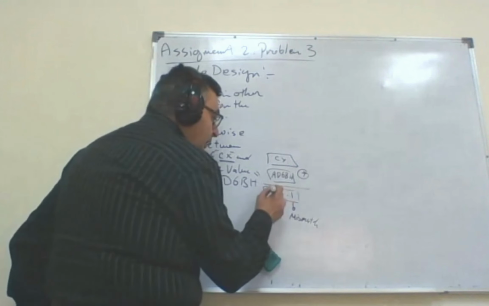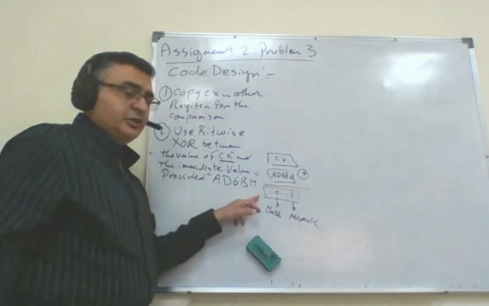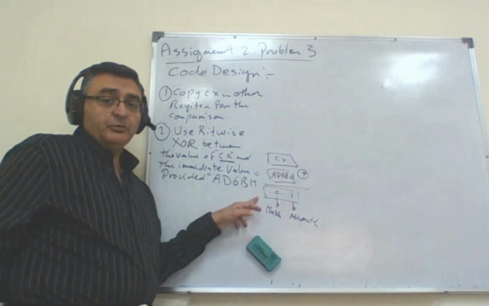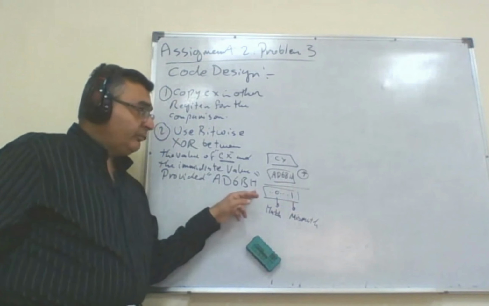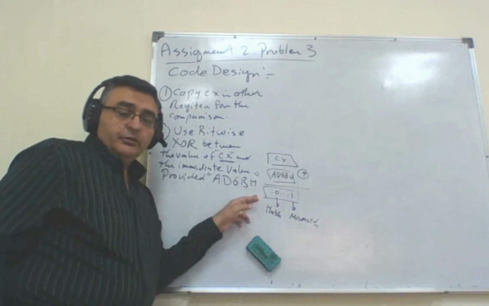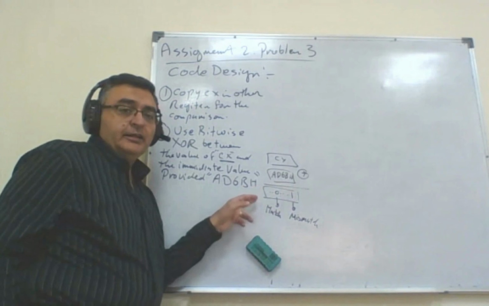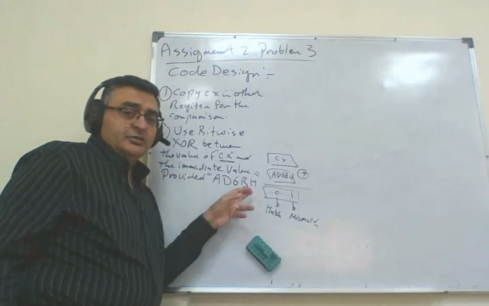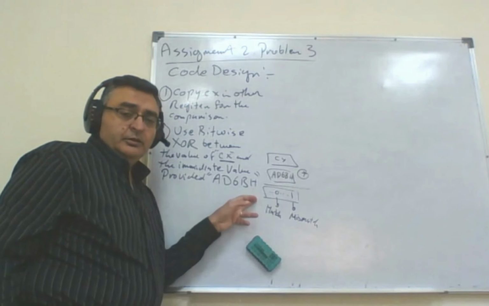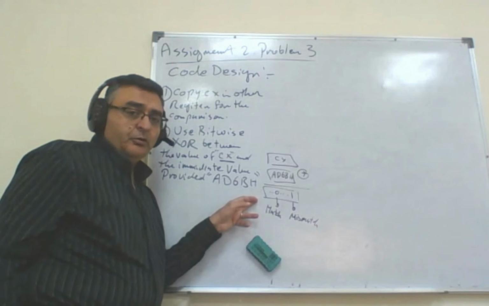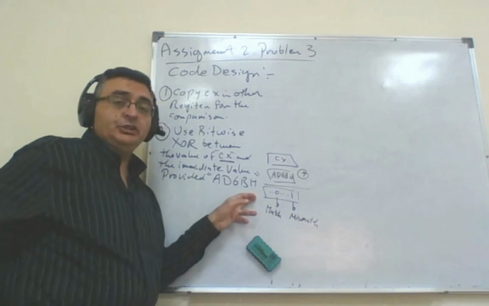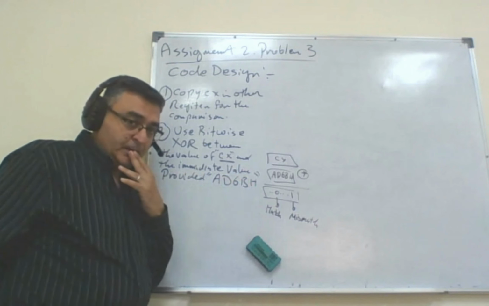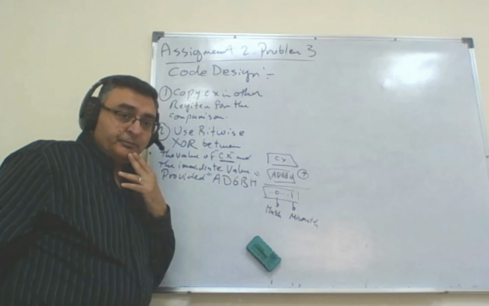So out of this register, I want to count. The problem is about writing the program to count the number of ones in that register. If I count the number of ones in that register, that means I counted the number of mismatched bits between CX and the immediate value provided. Okay, how can I do that?